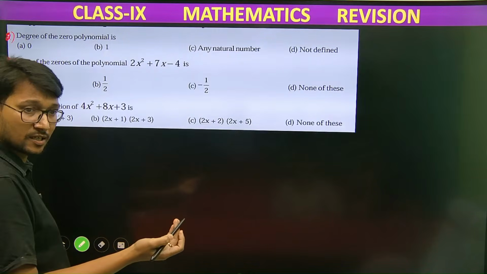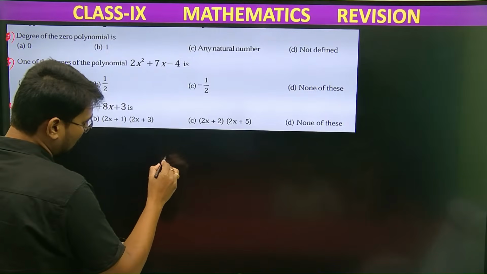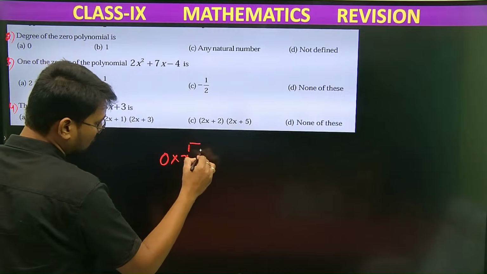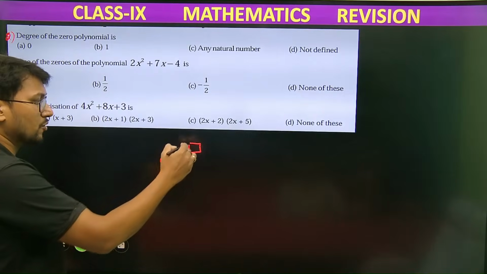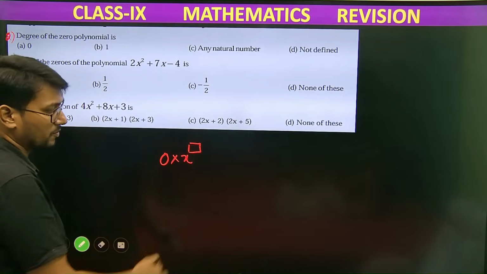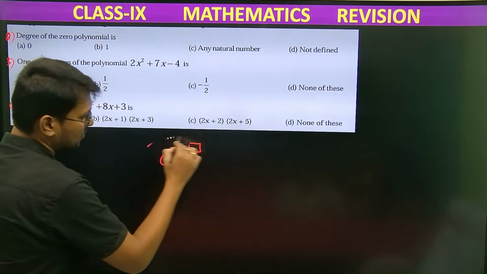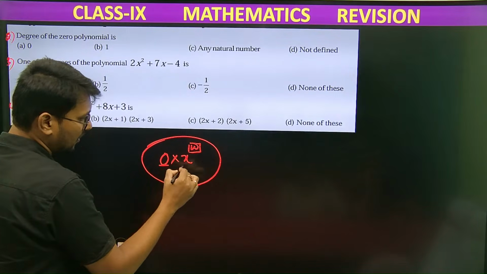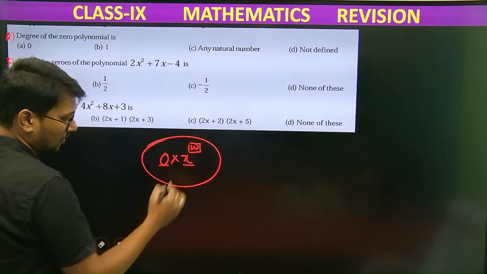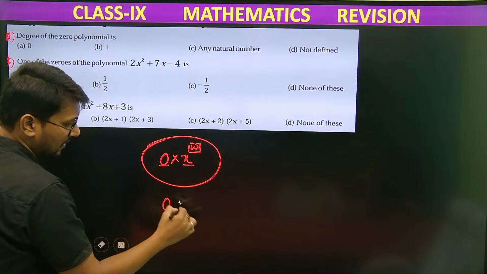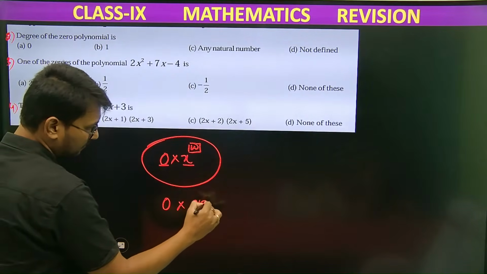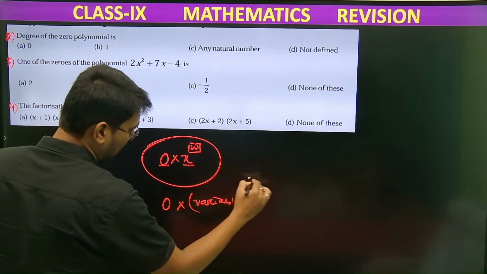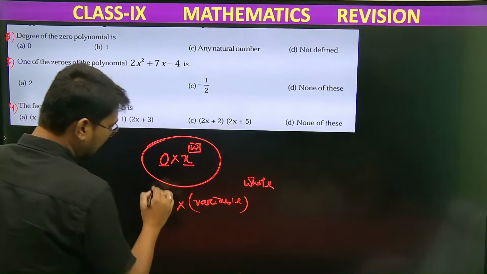Which coefficient is 0? Children, if I'm writing 0 into x to the power anything, and that power should be a whole number, that is known as the zero polynomial. It should be a whole number. 0 into x to the power w. Here 0 is the constant, x is the variable, and the power is a whole number. Therefore, is it a polynomial?